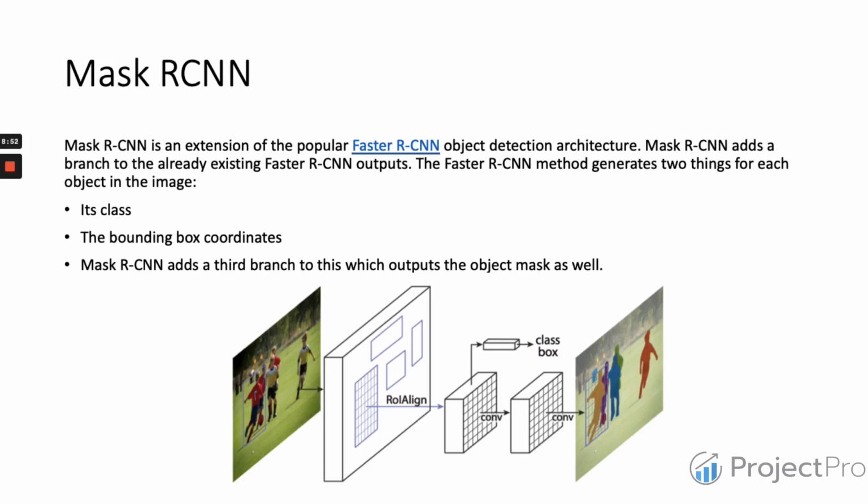Mask RCNN basically takes in the image and does some processing, as you can see, the ROI analysis, convolutional layers and everything, and different layers correspond to the bounding box as well as the segmentation of that particular image.